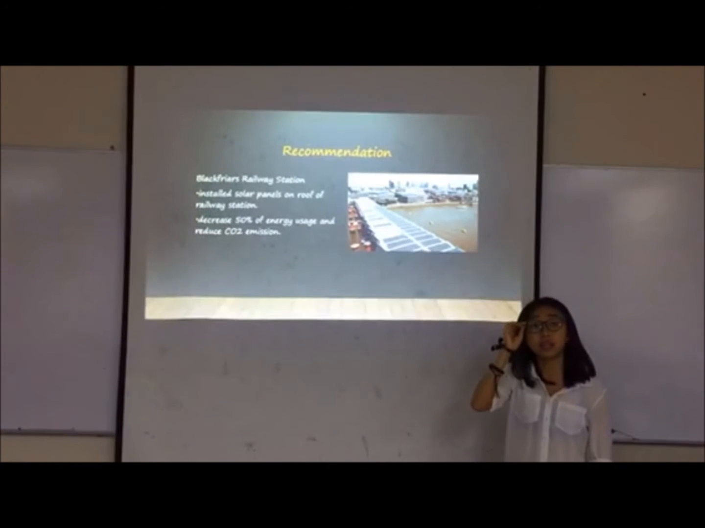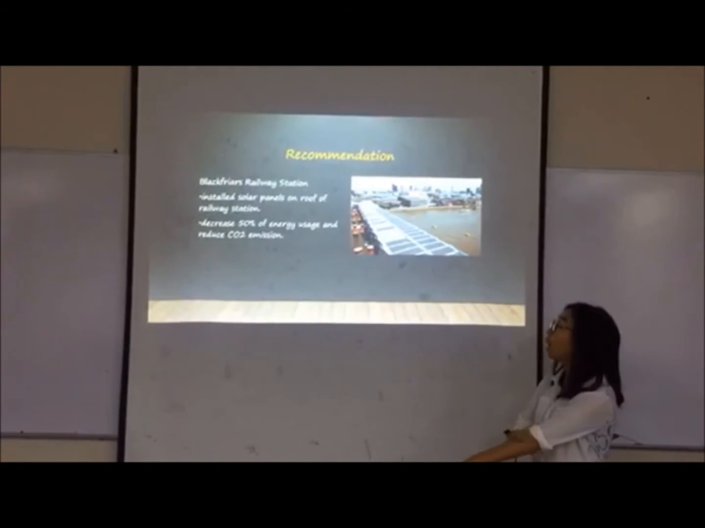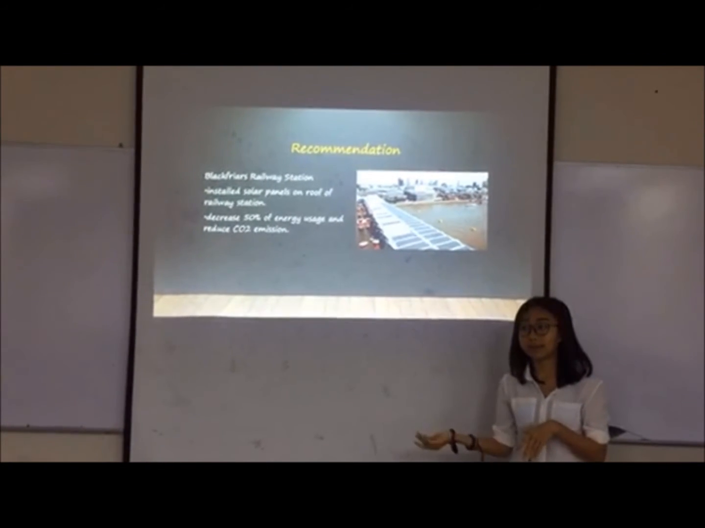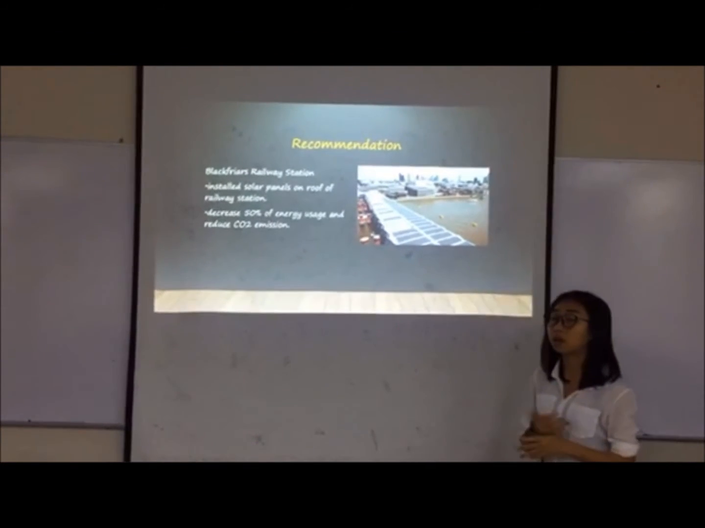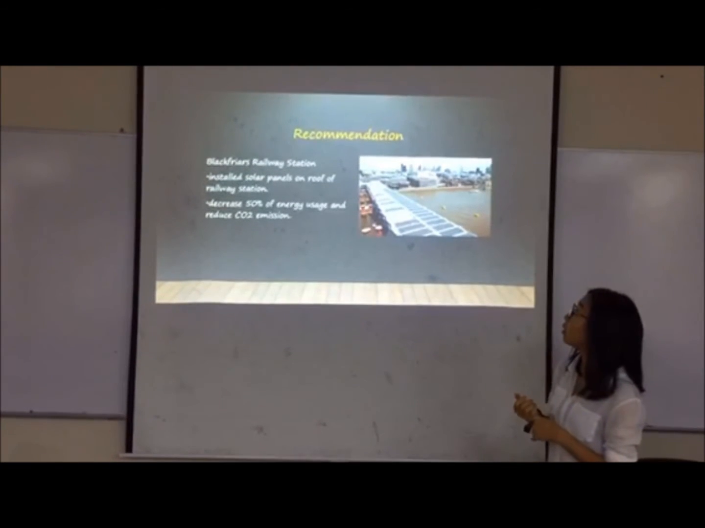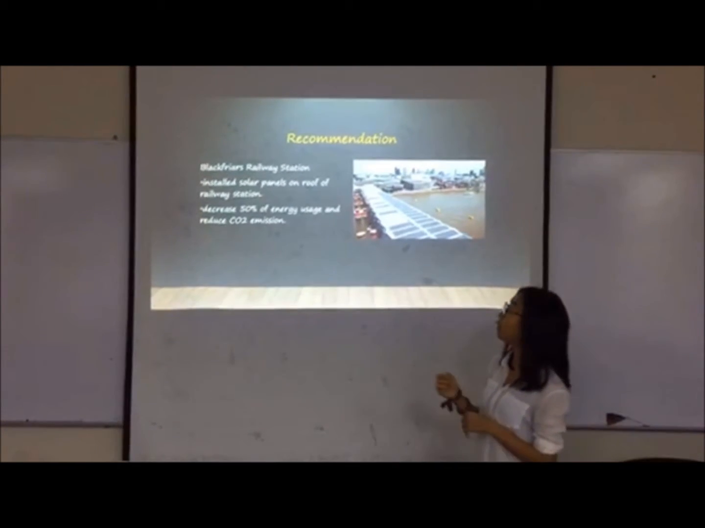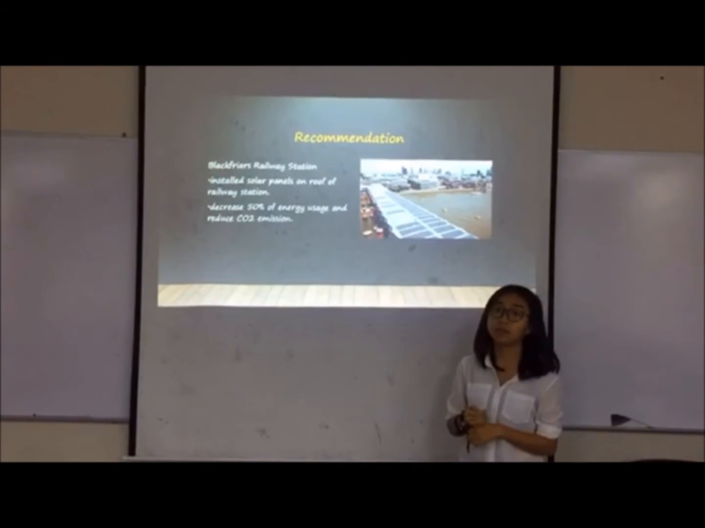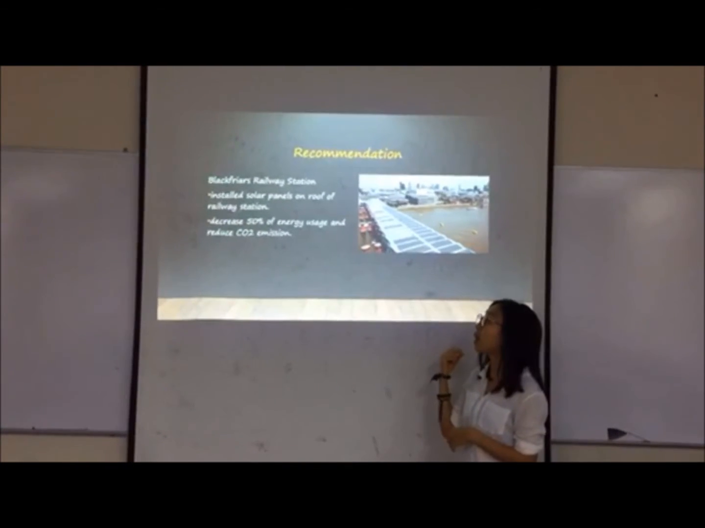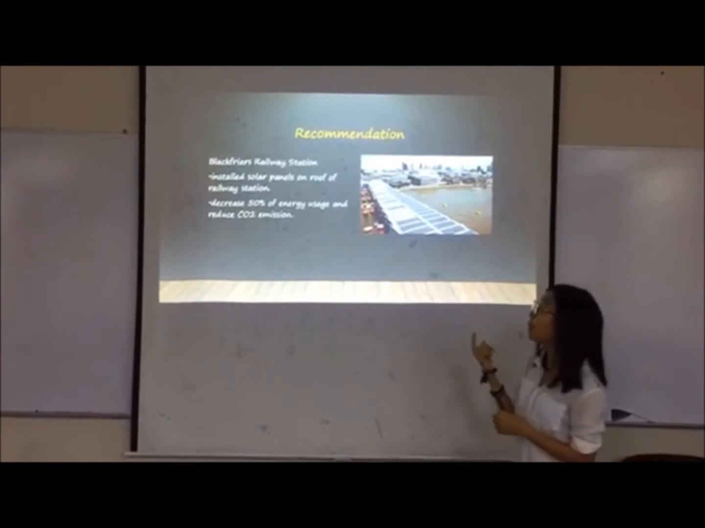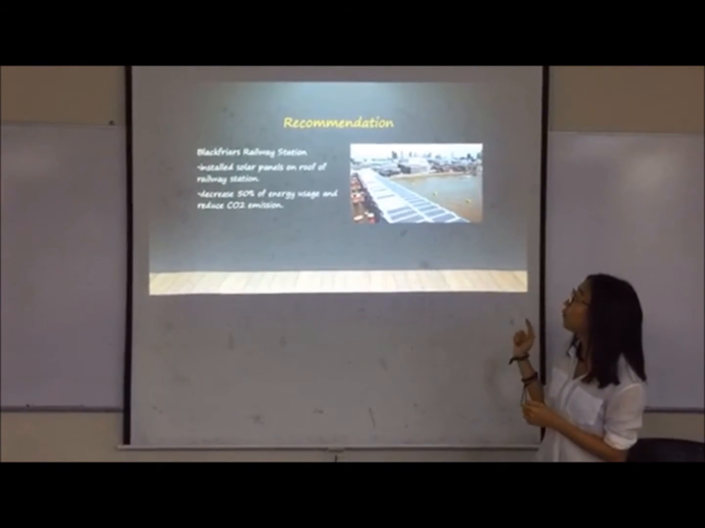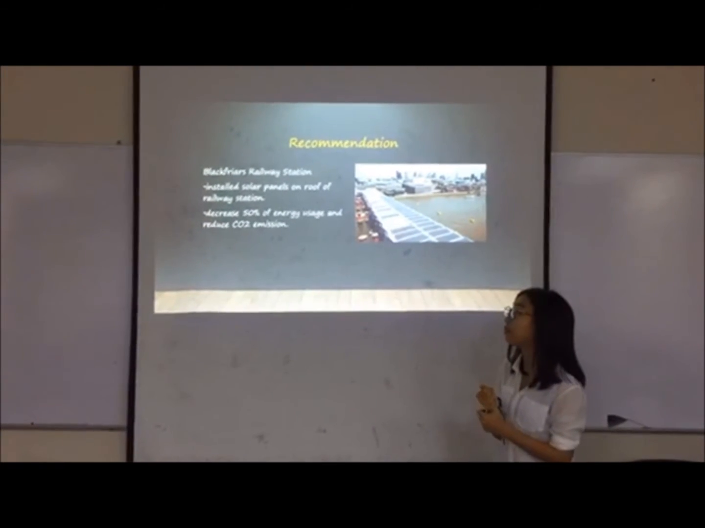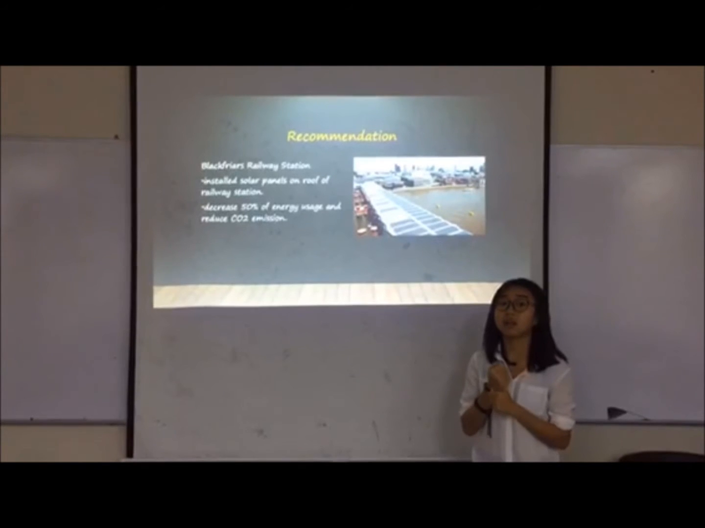For the recommendation part, I will choose several types of overseas and local projects. For the first, it is the Blackfriars Railway Station. The project is highlighted with solar panels on the roof of the railway. It can decrease 50% of energy usage and reduce carbon dioxide emission.